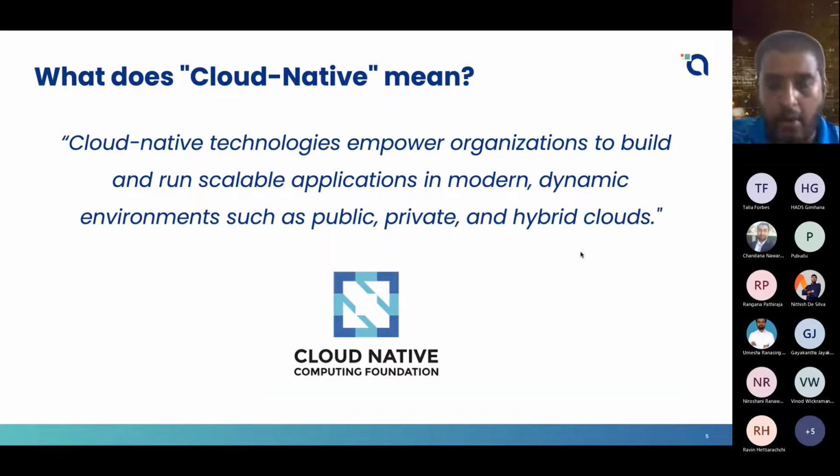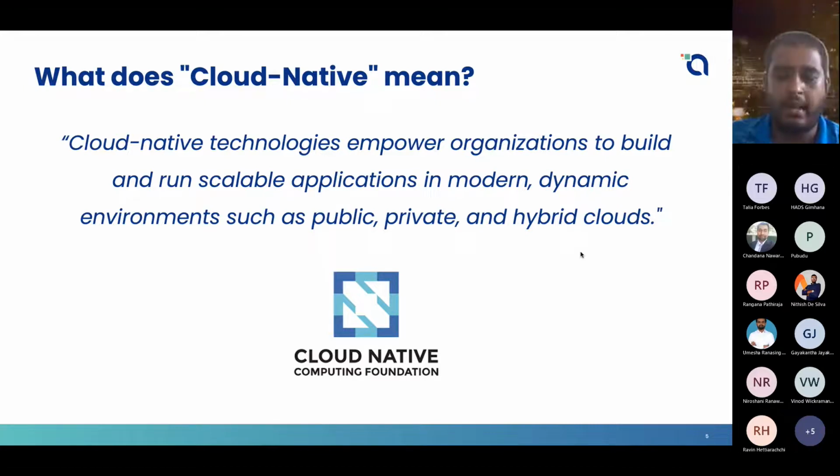Right. So now, cloud native, right? I know this term is heavily used, a buzzword, and it's been around for about 5 years or so, right? So if we try to understand what cloud native means, according to the Cloud Native Computing Foundation, cloud native technologies empower organizations to build and run scalable applications in modern dynamic environments such as public, private, and hybrid clouds. This is the definition the Cloud Native Computing Foundation has given.